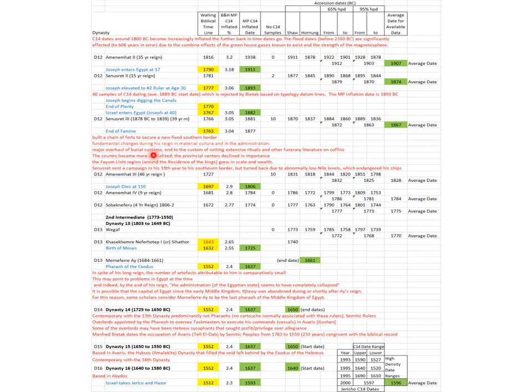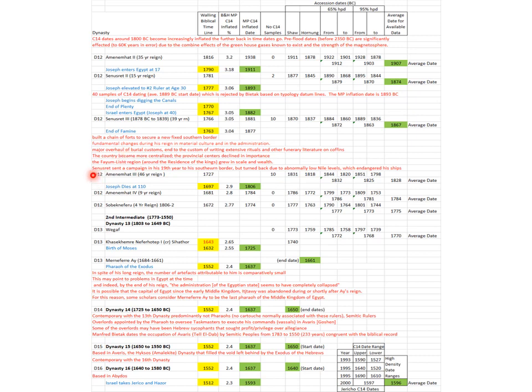Major overhaul of burial customs, end of the custom of writing extensive rituals and other funerary literature on coffins. The country, now this is key right here, the country became more centralized. The provincial centers declined in importance. The capital region around the residence of the kings grew in scale and wealth, just like the Bible describes. So there's so much reflected in Sennacherib's accolades and his reign that really aligns just beautifully with the Bible. So now we really are looking at some proof of concept here about our theory.